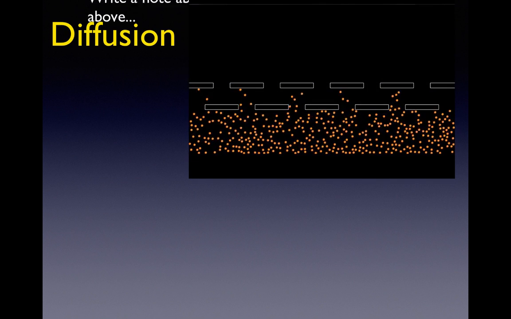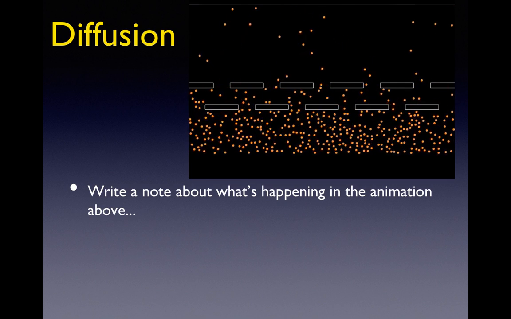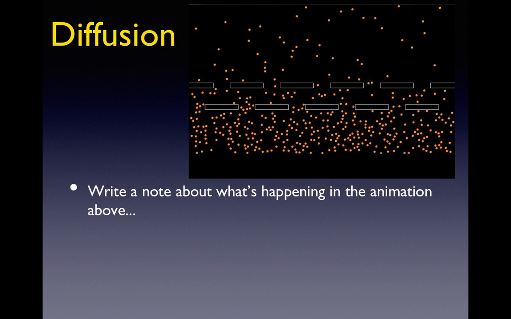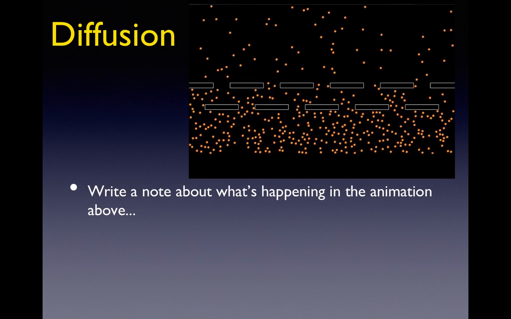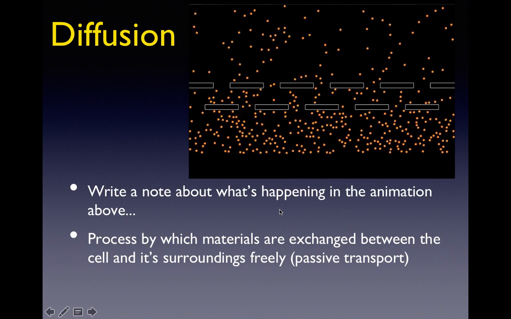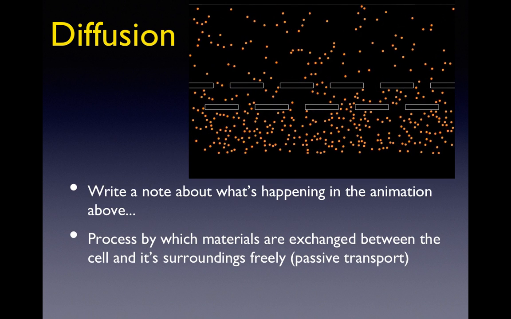Diffusion. All right, write one note on what you're seeing happen above. So as we see this start to occur, this is a process by which materials are exchanged between the cell and its surroundings freely. This is passive. It doesn't take any energy for these materials to move from one place to another.